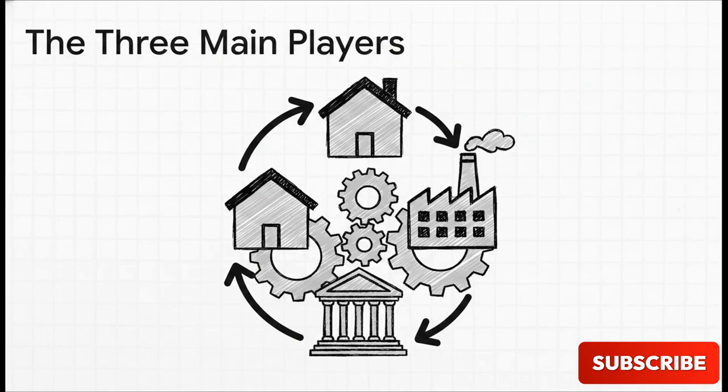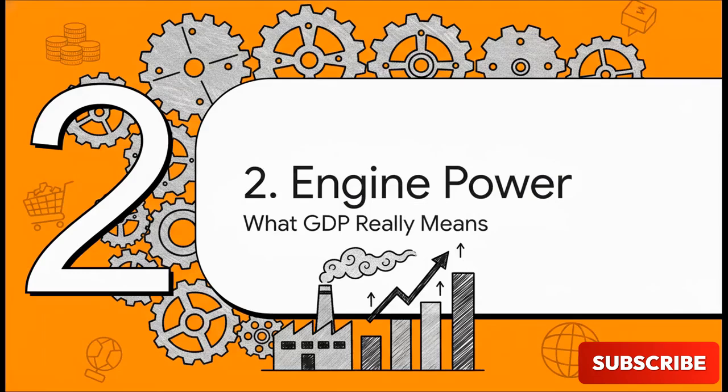So, inside this flow, you can spot three main players. First, there are households. That's you and me, earning and spending. Then you've got firms, the companies making all the stuff we buy. And finally, there's the government, collecting taxes and using that money to provide public services. When all three are in balance, the machine just hums along. So, all those individual transactions, they all add up.